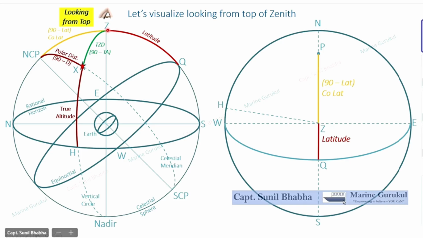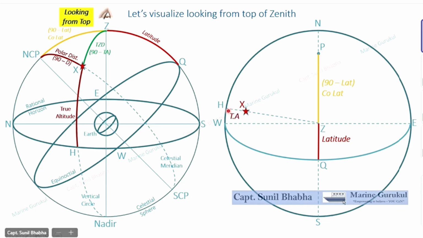Again, somewhere in between the Z and H points, you will have the celestial body, that is the star, which is represented as X here. So let's mark the celestial body also now in our rational horizon diagram. Somewhere between Z and H, we will have the celestial body shown here in the rational horizon diagram, represented by X. You can see the celestial body here.